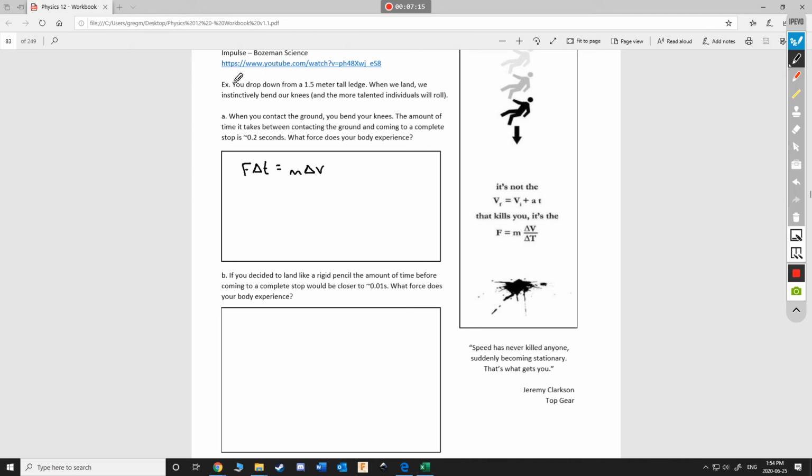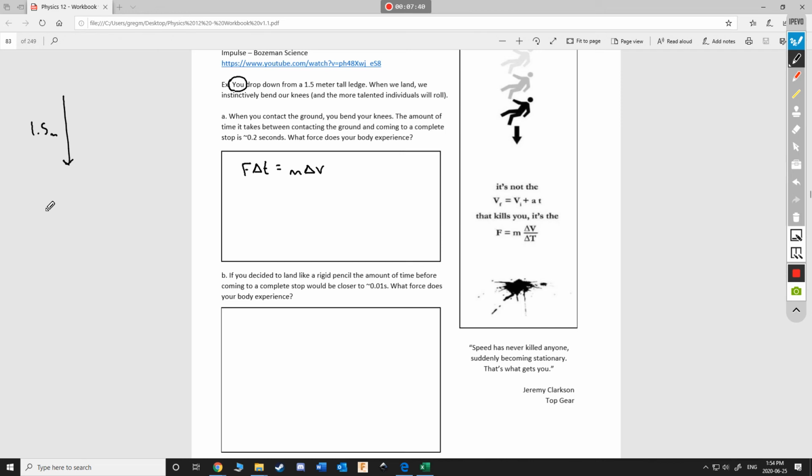And there's some information that we're kind of missing, for example, mass. So you just choose a value, because all we're trying to do is get an idea of how time affects the force. If we want to be more exact, we can find the velocity first. So if someone's dropping from a height of 1.5 meters, let's bring back the kinematics from grade 11.